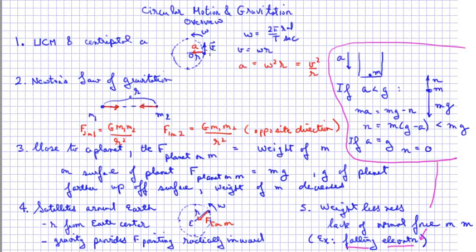And then the acceleration is always pointing inward, and so it too is changing direction continuously, and its magnitude is omega squared times r, or alternately v squared over r. Either one of these is okay.